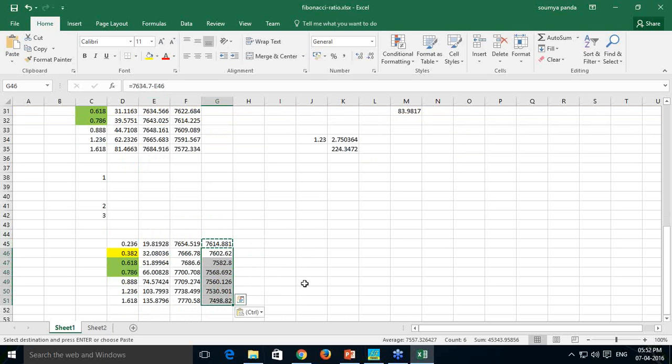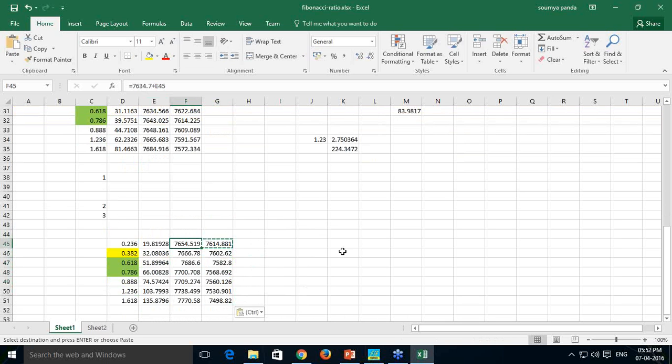Once this part is done, my trade entry points will also follow similarly. If it is opening today, on the 7th of April, at 7654 or above, I'll be buying. If it is opening below 7615, I'll be selling.